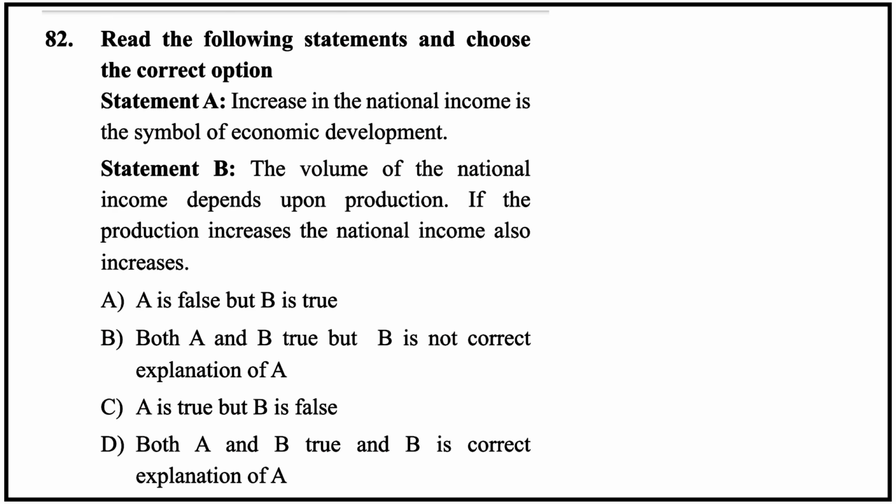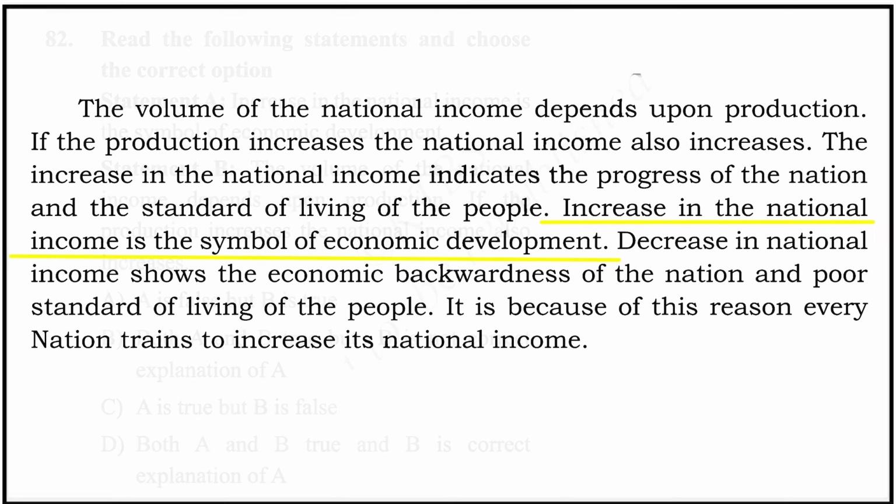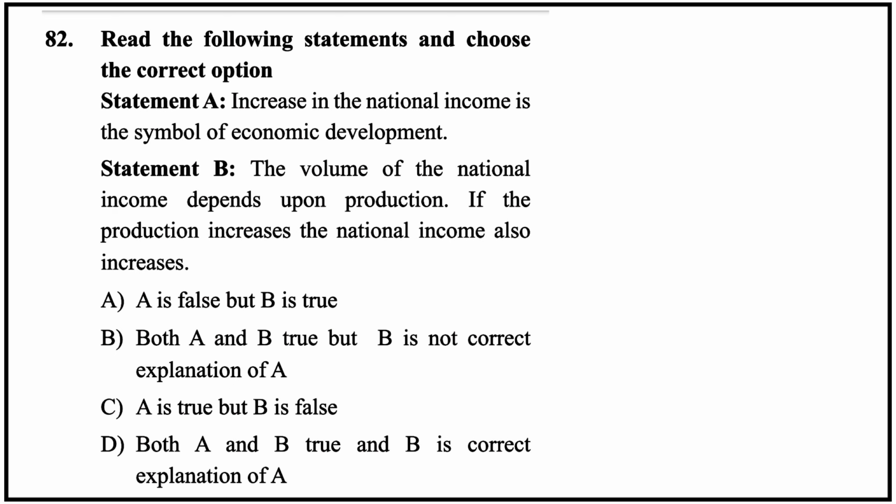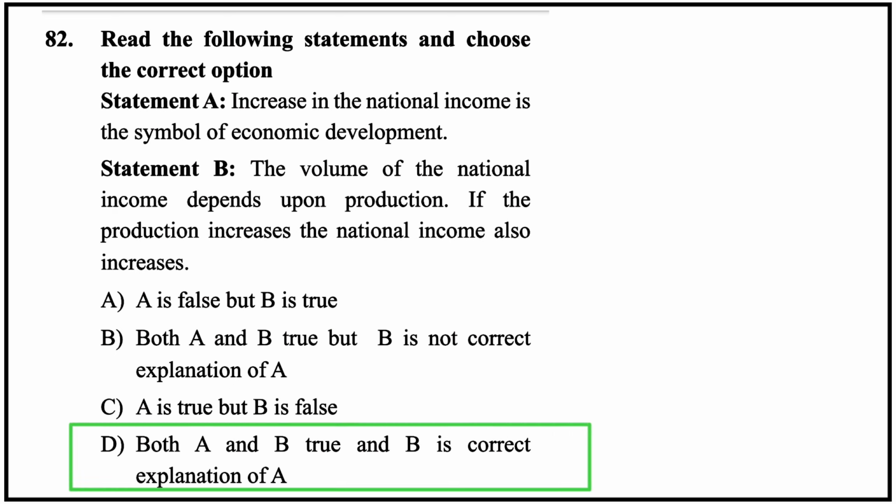Let's find the clue. Increase in national income is the symbol of economic development. The volume of the national income depends upon production. So our right option is here B. Both A and B are true and B is correct explanation of A.